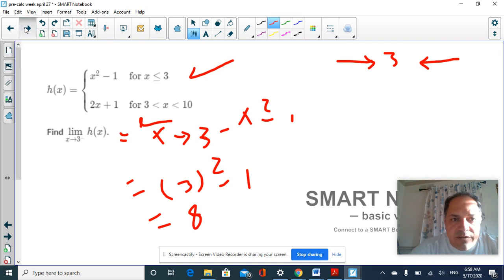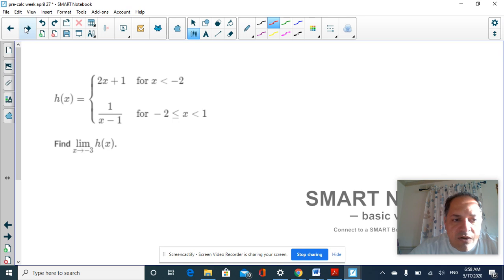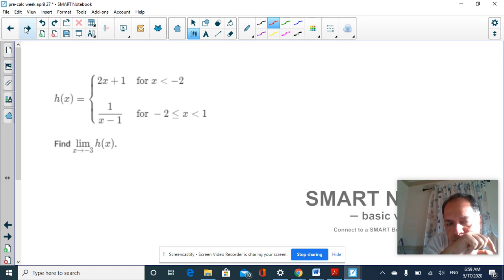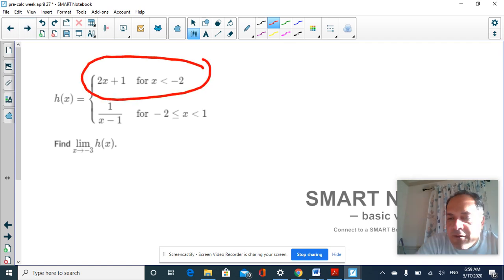Let's try the next one. We are looking for the limit of h of x when x approaches negative 3, okay? For x approaching negative 3. So which part contains negative 3? Yes, this part, this function. So we have a linear function. And it's continuous when x is less than -2.